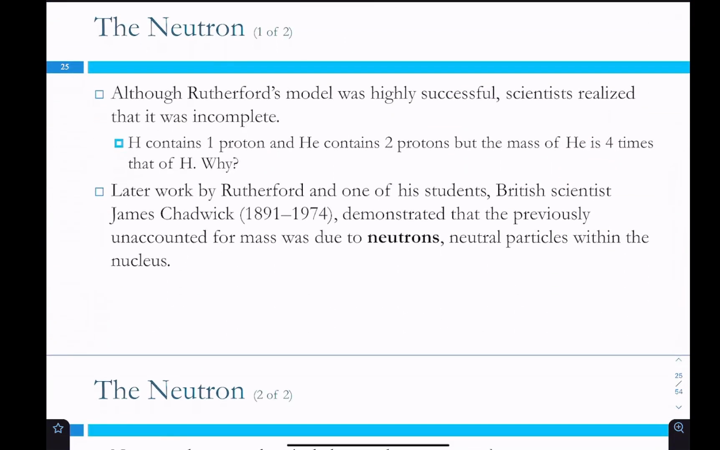Although Rutherford's model was highly successful, some scientists realized that it was incomplete. Hydrogen contains 1 proton and helium contains 2 protons, but the mass of helium is 4 times that of hydrogen. So it was like, well, why is that? It was work by Rutherford again and one of his students, James Chadwick, who demonstrated that the previously unaccounted for mass was due to neutrons, neutral particles that also exist inside of the nucleus.